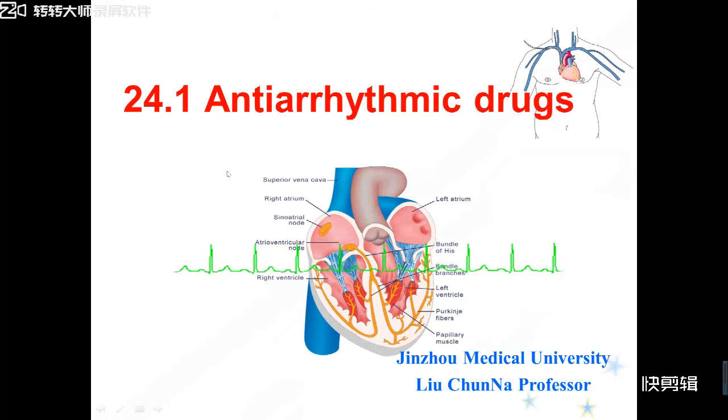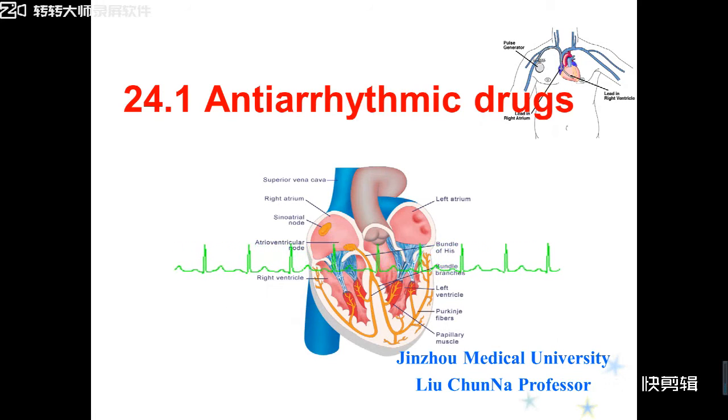Hello, everyone. Today, we will study a common disease in the cardiovascular system, arrhythmias. So today, we will study antiarrhythmic drugs. Before we study antiarrhythmic drugs, let's learn something about arrhythmias.